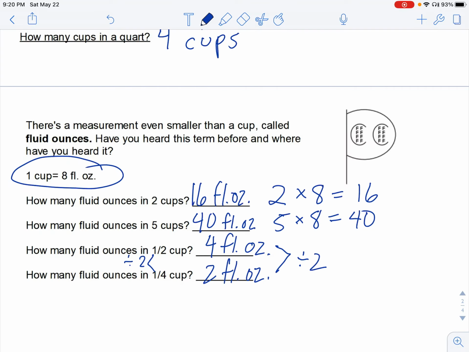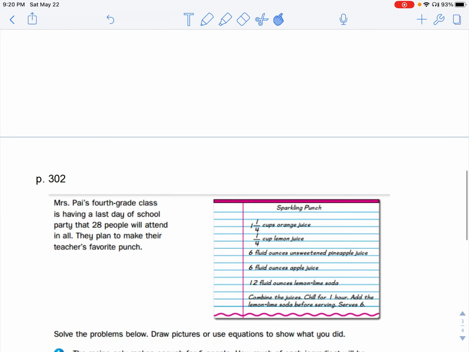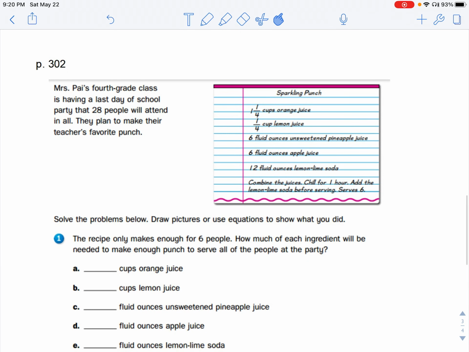Now we're going to do this with some problem solving. So take out your math journal and open to page 302. Pause the video if you need time to get there. Miss Pye's 4th grade class is having a last day of school party that 28 people will attend in all. They plan to make their teacher's favorite punch. So here's her recipe for sparkling punch, and where to solve, draw pictures or use equations to show our work, always important.